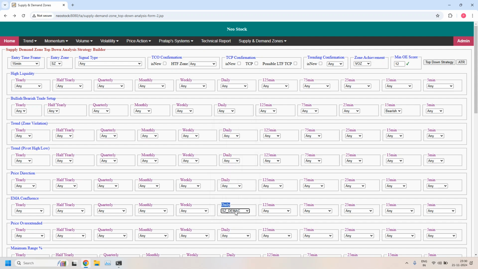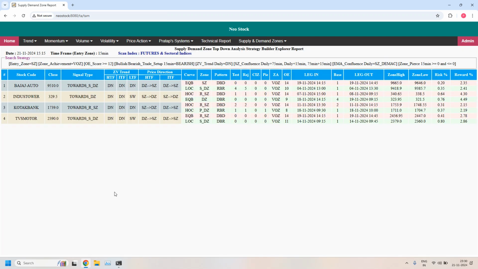But trend should not be sideways. For bearish trade setup, trend should be downtrend. So that's why in the zone violation, at a daily time frame, HTF trend should be downtrend. Then only EMA confluence makes sense. We got all these 4 stocks. All these 4 stocks are having daily zones with daily EMA confluence. They are even more high probability setup supported stocks. Some of these supply zones are high liquidity supply zones. So this is about a bearish trade setup for daily income trade.